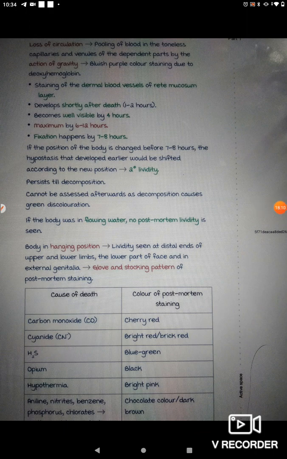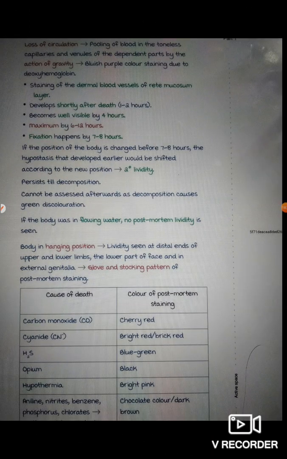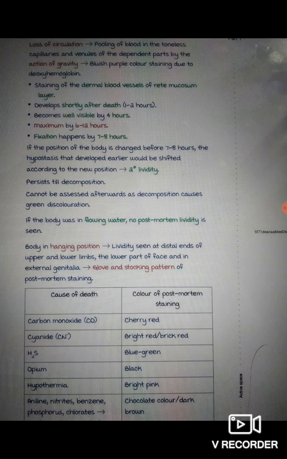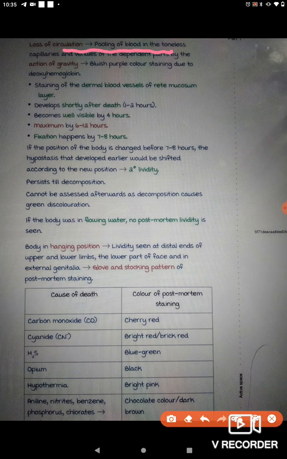So why is the postmortem staining seen? Loss of circulation occurs, causing pooling of the blood in the toneless capillaries and venules of the dependent part. This leads to a bluish purple staining that is known as postmortem staining. Mainly it is in the dermal layer blood vessels.